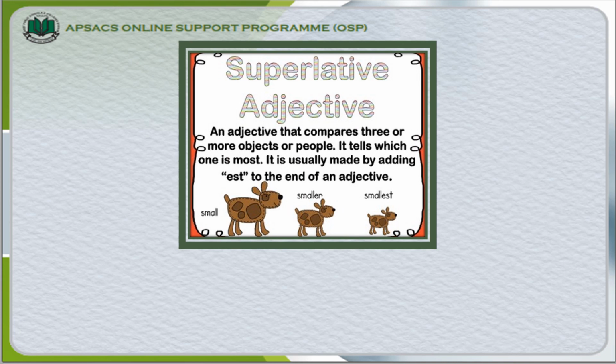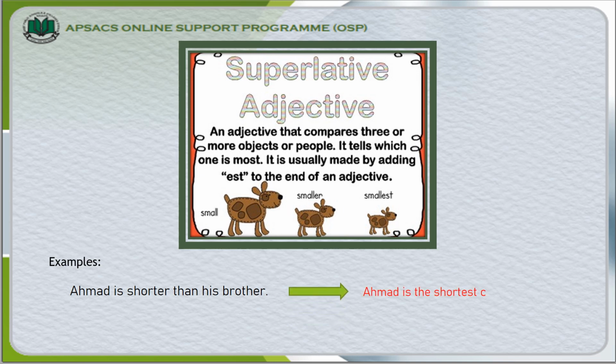Okay, now superlative adjective. An adjective that compares 3 or more objects or people. It tells which one is most. It is usually made by adding est to the end of an adjective. For example, Ahmad is shorter than his brother. It means that Ahmad is the shortest child. In the same way, a rabbit runs faster than a snail. It means that a rabbit is the fastest.